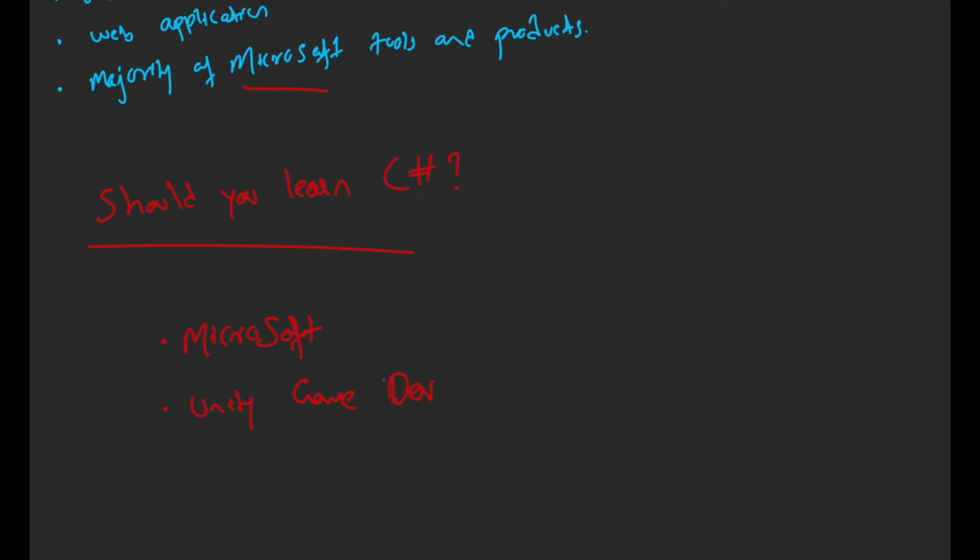And another popular application for C Sharp is game development. If you want to work in the gaming industry, C Sharp is an excellent choice. It is the recommended programming language for building games on the Unity game engine. So you can consider it if this is your cup of tea.